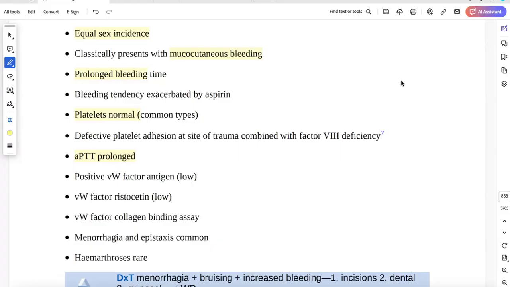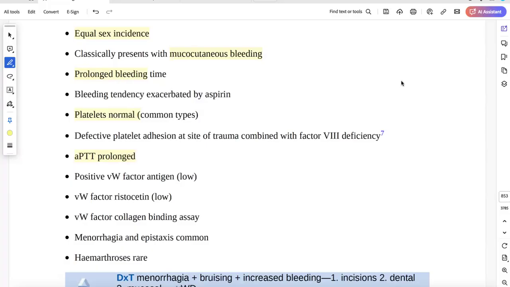Because you need factor 8 with von Willebrand factor to get added to the platelet to mainly stop the bleeding. Now there is a normal platelet, but it's not actually able to work because of lack of von Willebrand factor. So even though it is a coagulation disorder, it can present as a platelet disorder kind of bleeding, which is mucocutaneous bleeding.